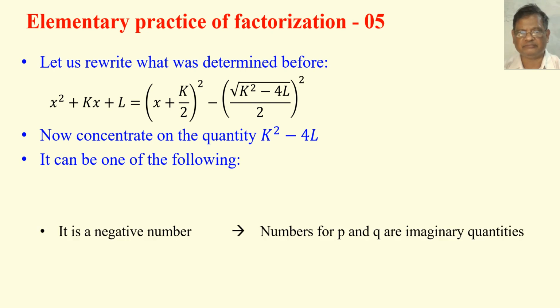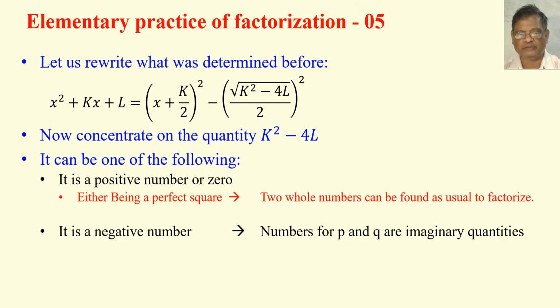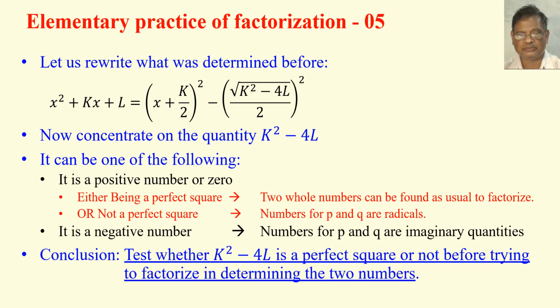It is a negative number, which follows that the numbers for p and q are imaginary quantities. The remaining choice is that either it is a positive number or zero, and that can be categorized into two possibilities: either being a perfect square, in which case the whole numbers can be found as usual to factorize, or the number is not a perfect square, which follows that the numbers for p and q are radicals. The conclusion is to test whether k squared minus 4l is a perfect square or not before trying to factorize in determining the two numbers.